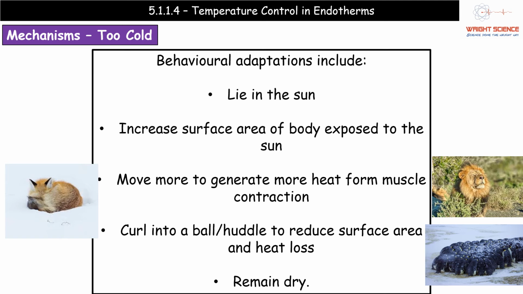In terms of behavioural adaptations, what we're going to see, again, is the reverse. If you are cold, then you're going to go and find a sunny spot because that's always going to warm you up a little bit. You're going to increase the surface area of your body exposed to the sun and move around. You don't generally find organisms just standing still. Some organisms that live in very cold areas have got clever little behavioural adaptations.